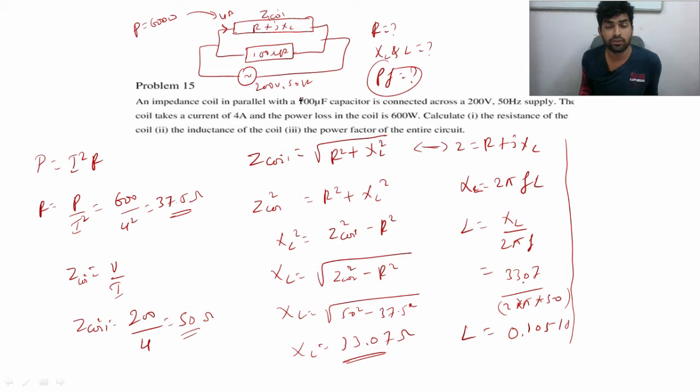We need to find out Z equivalent. There we will get the phase angle. So Z equivalent is equal to Z1 into Z2 divided by Z1 plus Z2. Z1 is Z coil. This one I will take as Z1, and this one I will take as Z2.